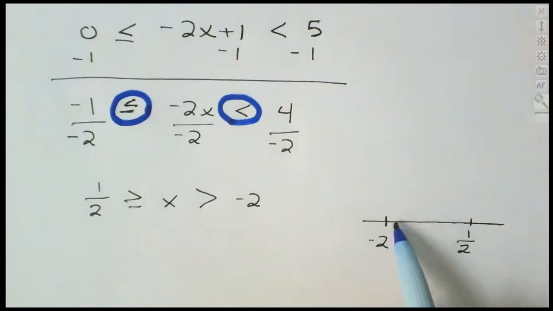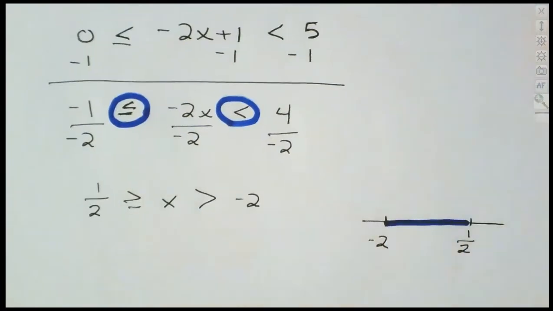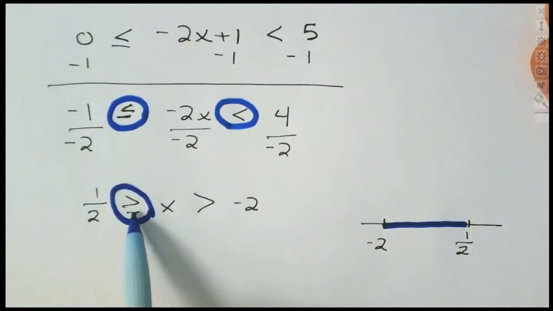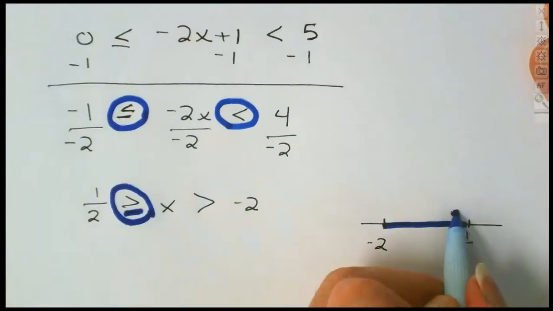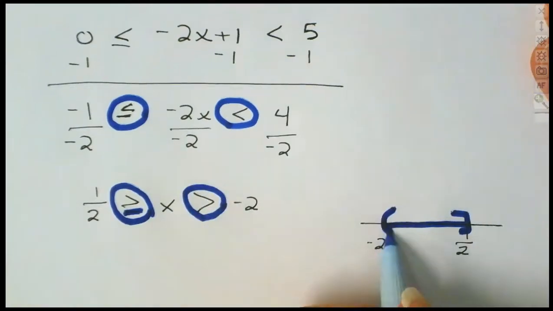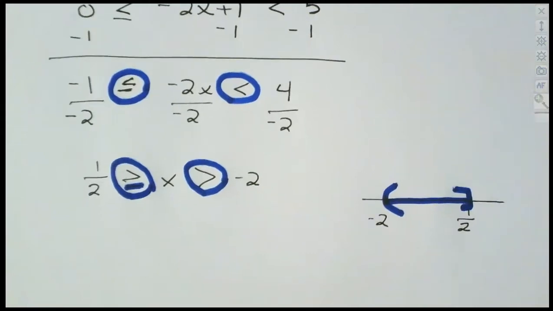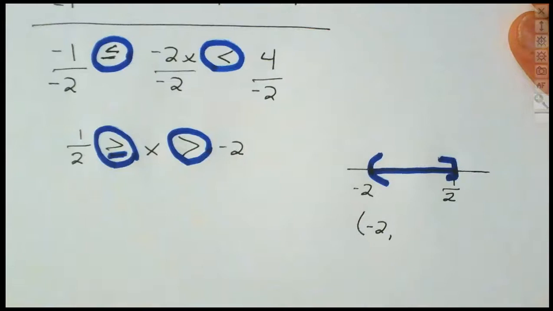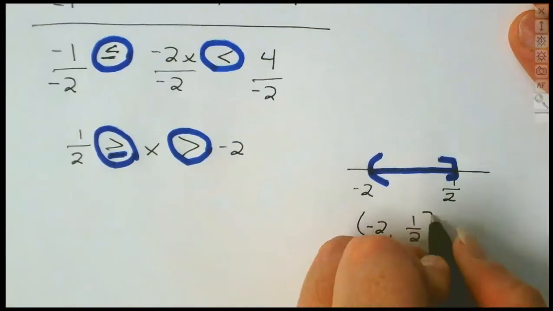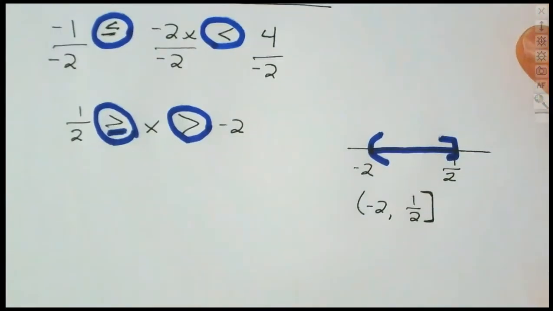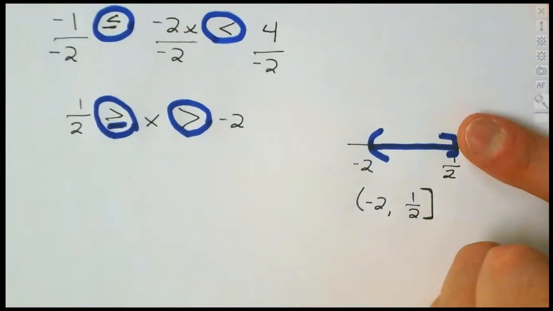We want to shade in between these and make sure we are careful about what gets what. The 1/2, it has the bar underneath, so the 1/2 gets square brackets. The negative 2 gets parentheses. So now what does my answer look like in interval notation? Well, in interval notation, it looks like parentheses negative 2, comma, 1/2 with square brackets. Okay, so minus 2 gets parentheses, 1/2 gets square brackets.